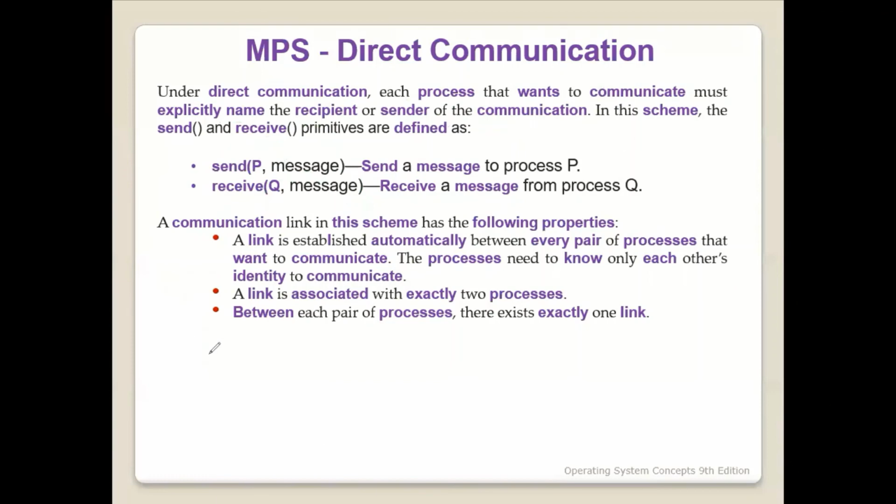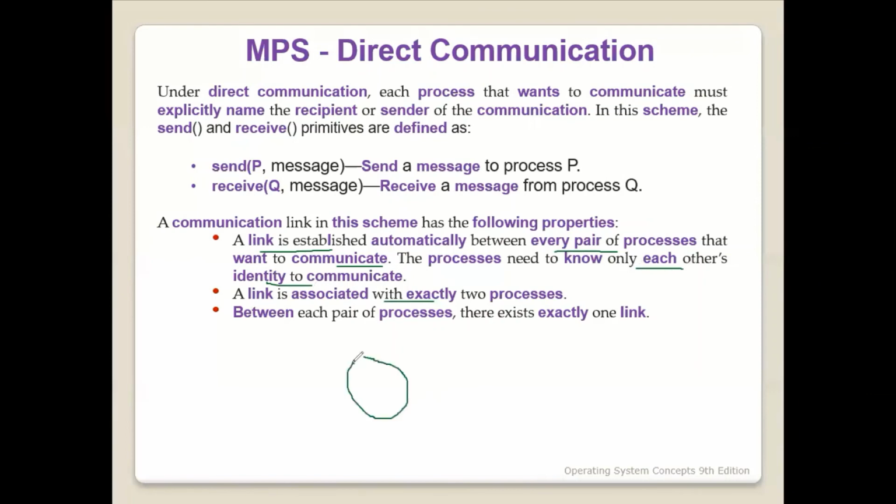Let's concentrate on the link between P and Q, the sender and the receiver. The link is established automatically. Every pair of processes that want to communicate, let's say P and Q, automatically get a communication link established. Processes need to know only each other's identity. That's it. P has to know the ID of Q, and Q has to know the ID of P. The link is associated with exactly two processes.